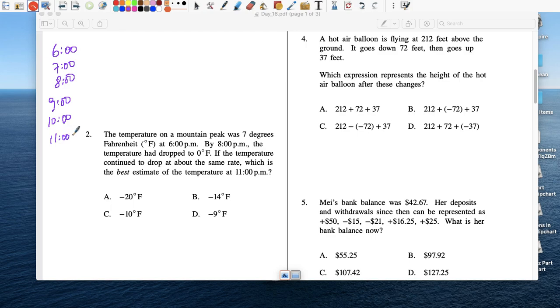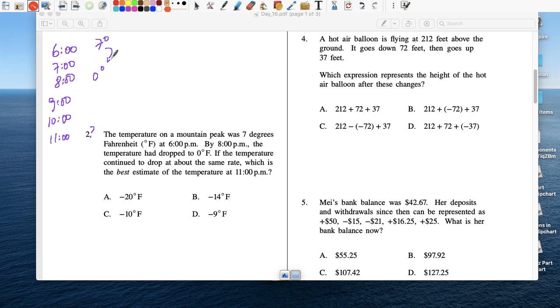So what we do know right now is that the temperature is 7 degrees. At 8 p.m., the temperature had dropped to 0 degrees. So we know that if the temperature continues to drop at the same rate, which is the best estimate for the temperature at 11 p.m.? So what's the temperature here? Well, from 6 to 8, right? It dropped from 7 to 0.